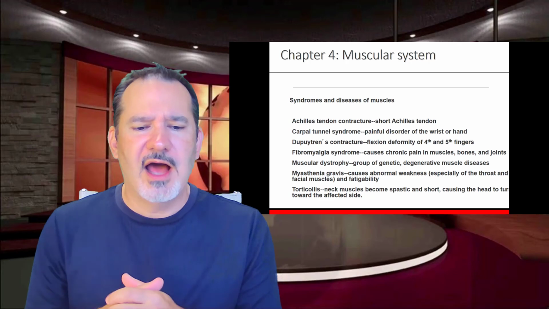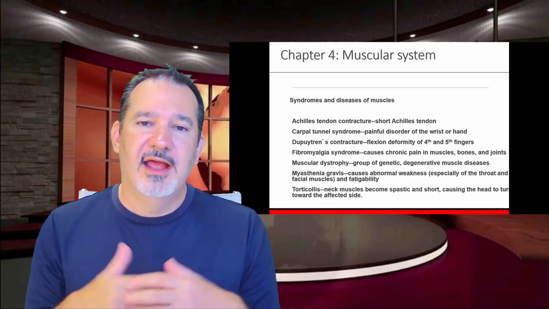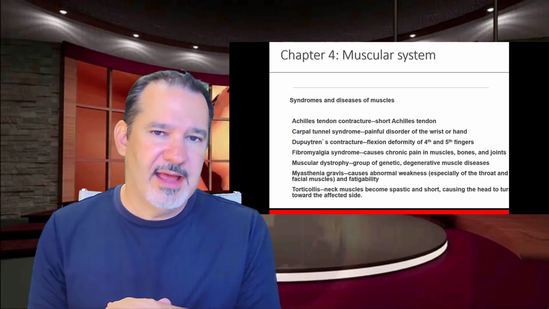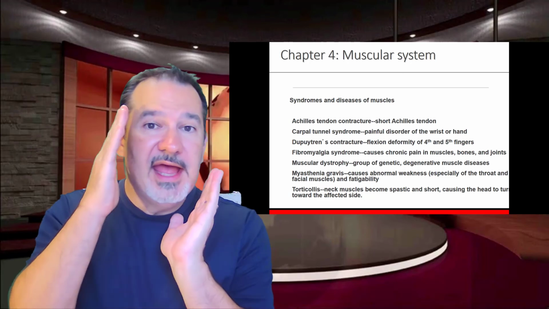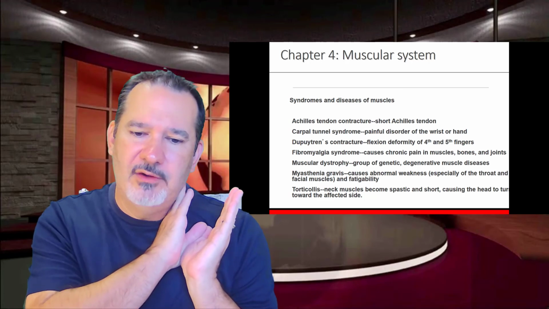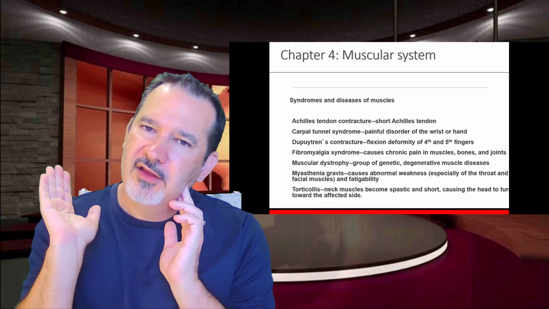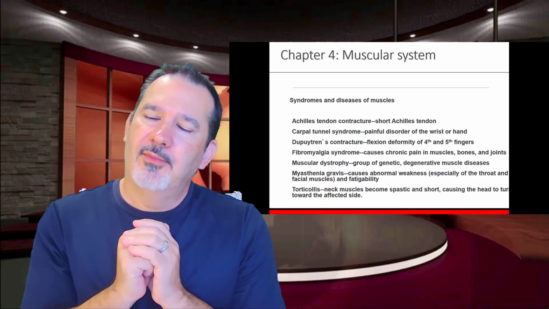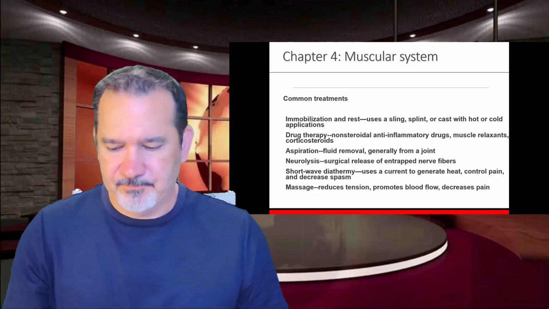Okay, torticollis is a good one. Neck muscles become spastic and short, and somebody with torticollis, usually what happens is that your head will kind of tilt toward the affected side where that shortening is, but the chin will want to go toward the unaffected side. So you end up with this kind of tilted head type of issue with torticollis.